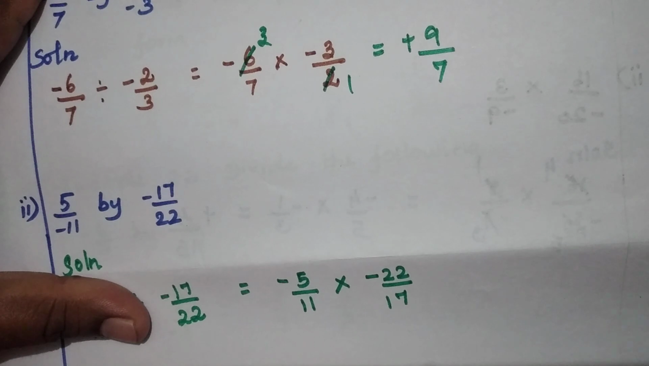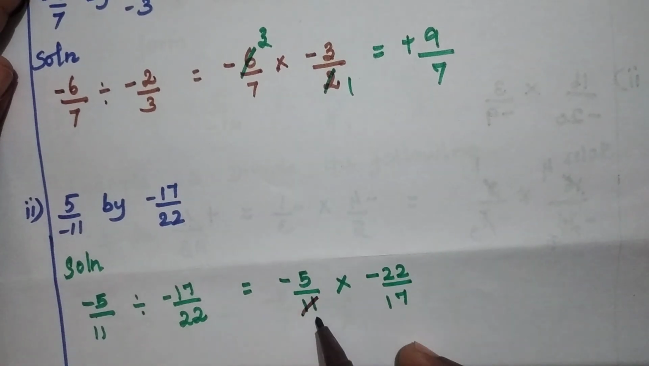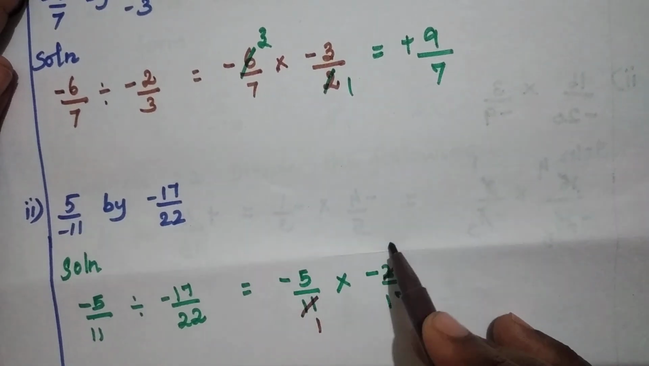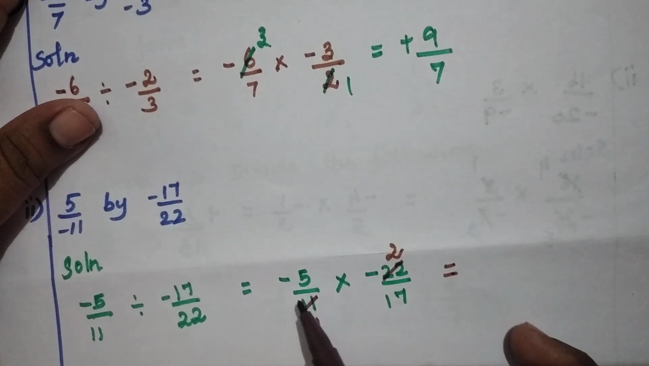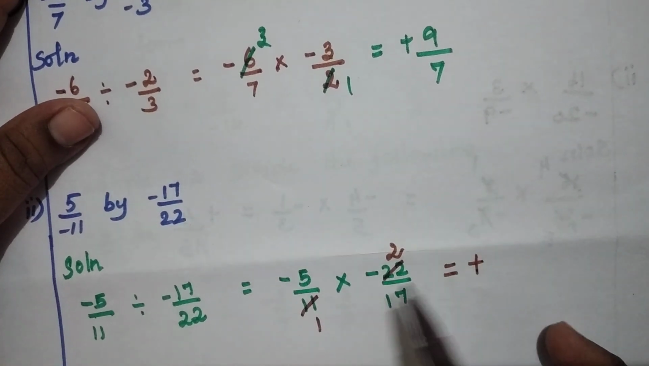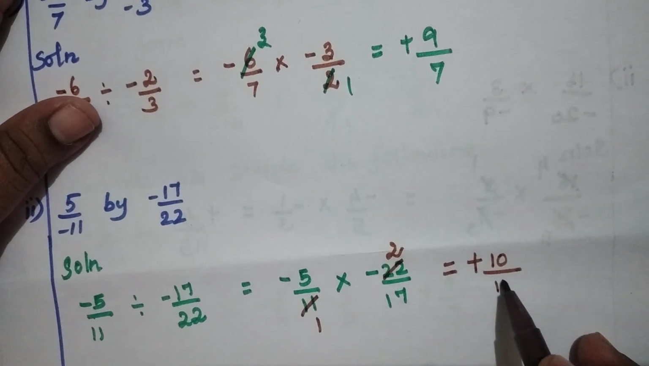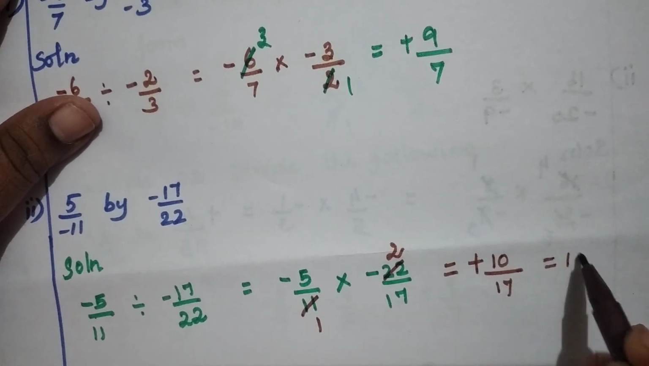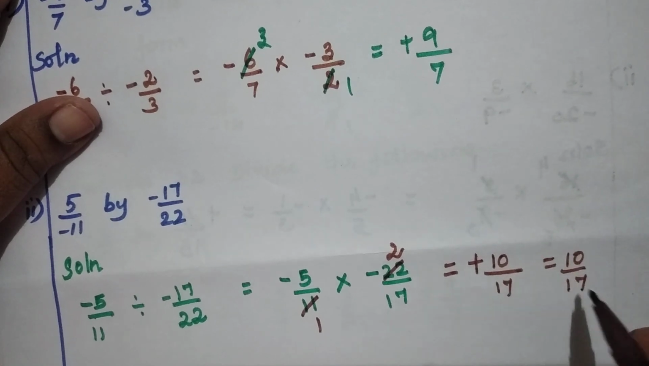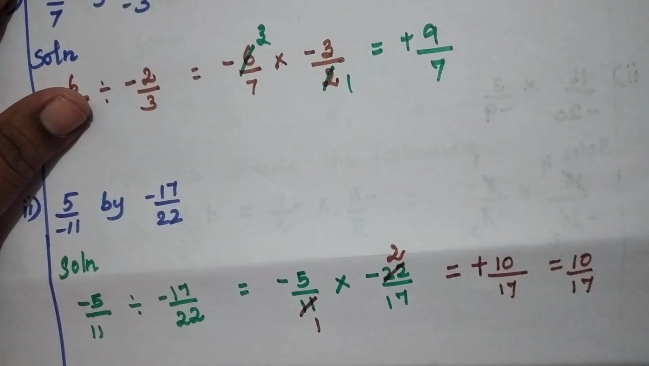Here we can cancel this one by 11 tables. 1 11 is 11 and 2 11s are 22. Minus into minus is plus, 5 2s are 10 divided by 1 17 is 17, which is equal to 10 by 17. Is it clear, children?